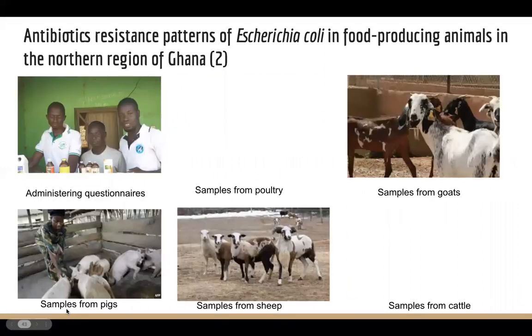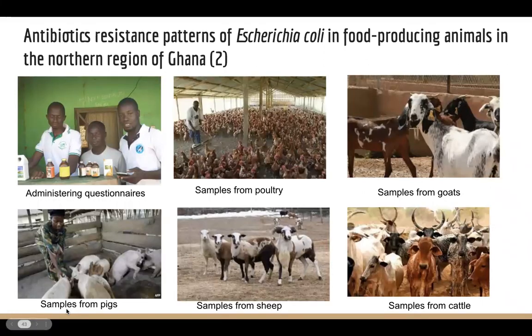Next slide, please. Yeah, so basically we did this research work in 5 districts of the northern region. You can see from my left, the top, that we asked farmers and also saw the antibiotics they were using and documented everything. Then we further went on to take fecal samples from all these animals, the poultry, goat, sheep, pig, and cattle, to look at their resistance level to antibiotics. The next slide, please.